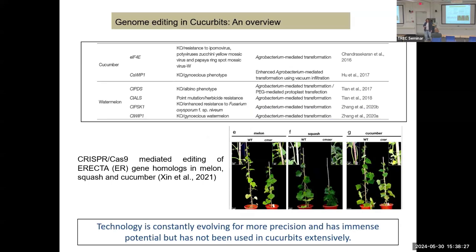Now, what I'm doing in cucurbits. In cucurbits, there are a few reports. People have worked to edit a few loci in cucumber and watermelon, and others have modified the ERECTA gene in melon, squash, and cucumber. So the technology is constantly evolving for more precision, and this technology has immense potential.